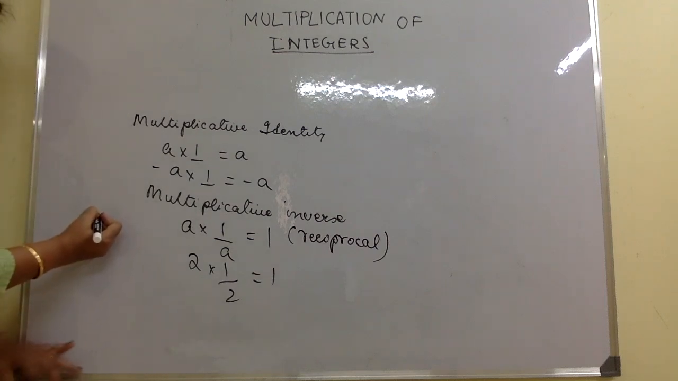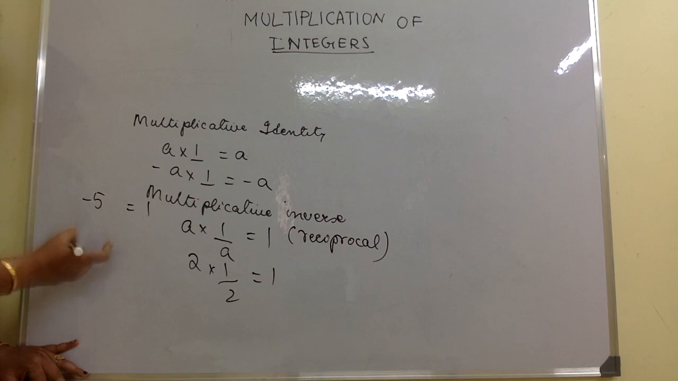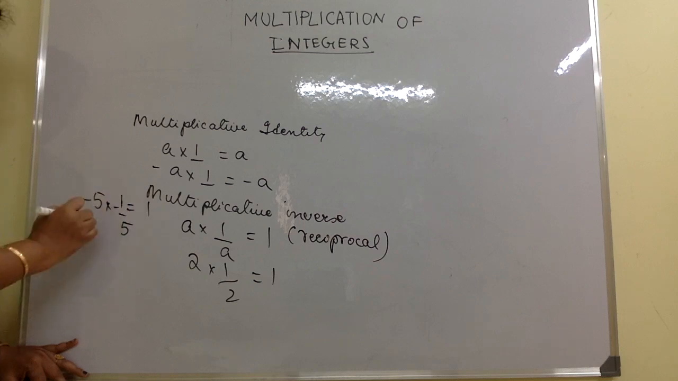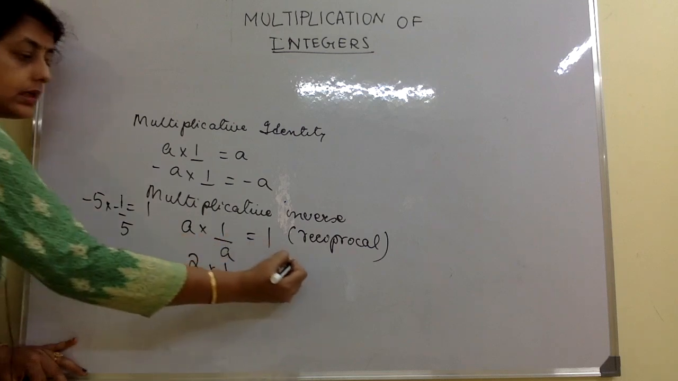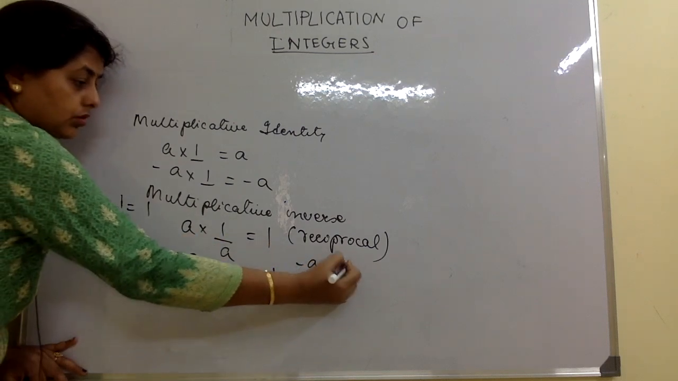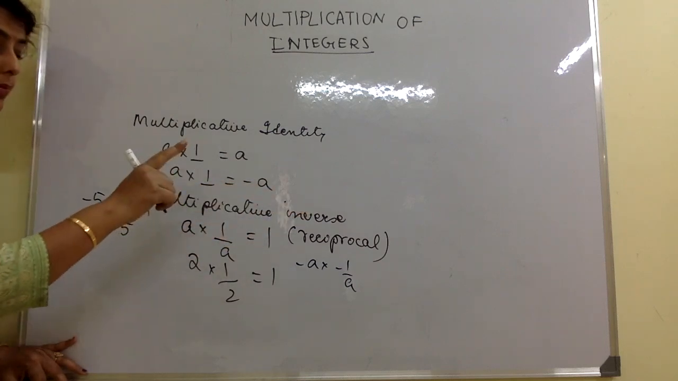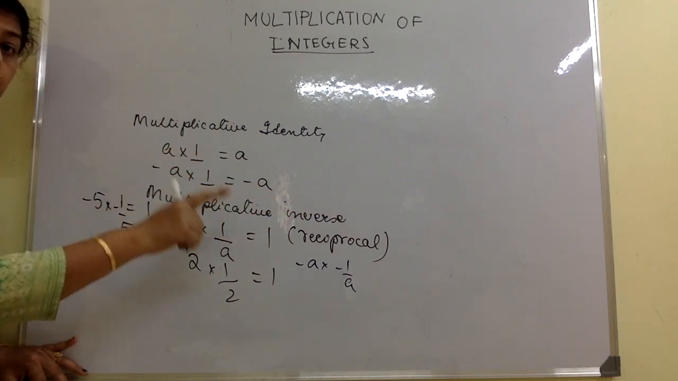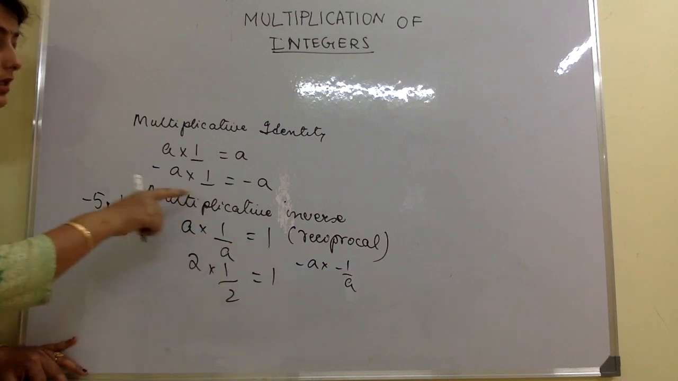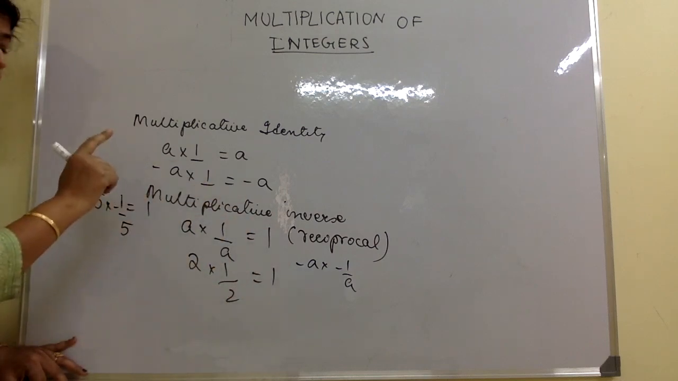So if I take another example here, minus 5, what makes it 1? Into minus 1 by 5. Into minus 1 by 5, that makes it 1. Now remember, if the number has a negative sign, then the reciprocal also should have a negative sign in order to get the 1. So the multiplicative inverse will also have a negative sign if the number itself has a negative sign.